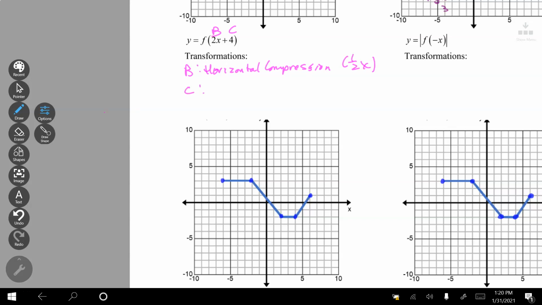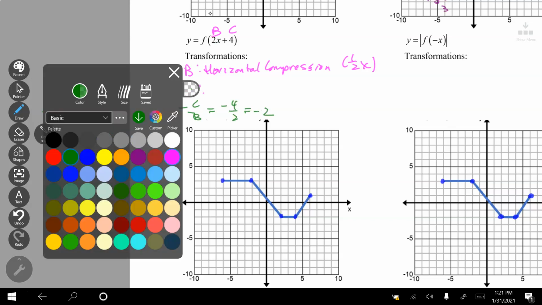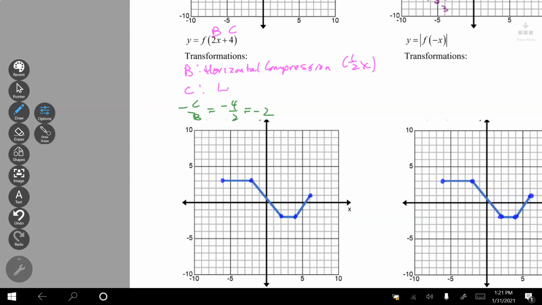Now C, you got to be really careful, because when I have a B value that isn't 1, I have to do negative C over B, which is negative 4 over 2, which is negative 2. So my transformation isn't left 4, it is really left 2. That's where you need to be careful. So I'm going to do this one in pink.